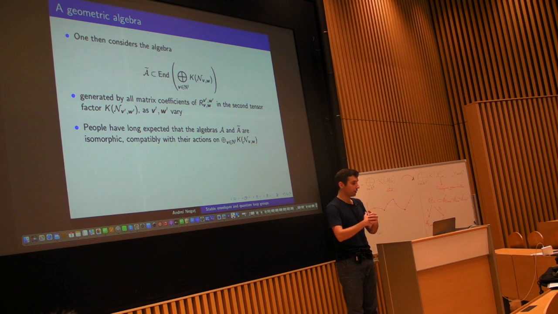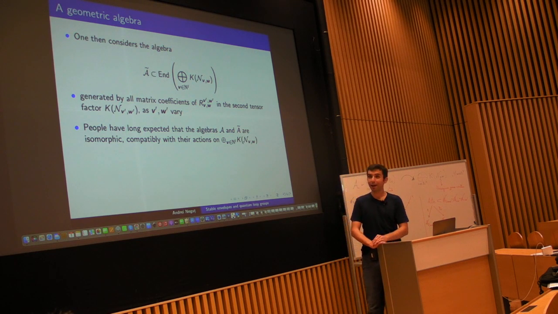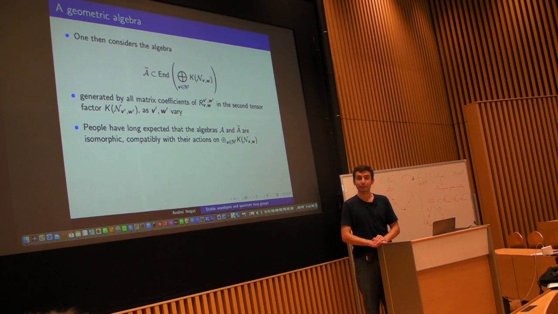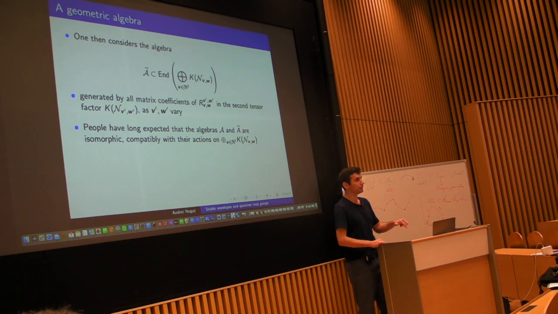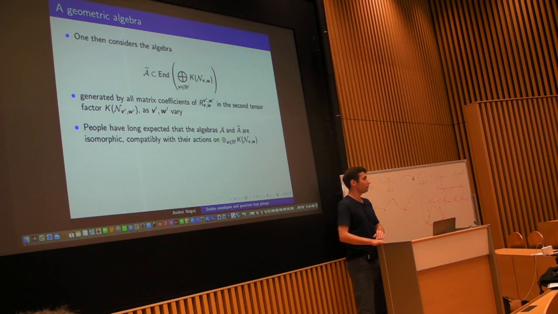So the punchline of all of this is that people have often, for the last 10 years almost, expected that these two algebras be isomorphic. And not only should A and A tilde be isomorphic, the isomorphism should intertwine their actions on the K-theory groups of Nakajima algebraic varieties.